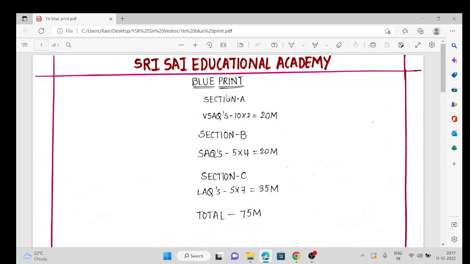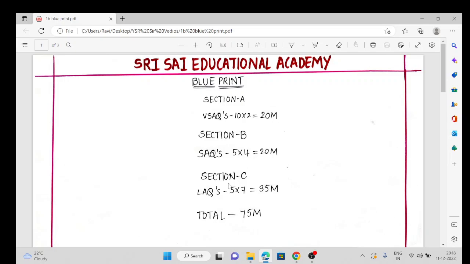First of all, if you see any intermediate maths paper, in total you have 75 marks. The paper is divided into three sections: section A, section B, section C. Section A is VSAQs, very short answer questions. There will be 10 questions, each question 2 marks, total 20 marks. Section B, SAQs, short answer questions, 5 into 4. There will be 7 questions. You have to attempt only 5 out of 7, and each question carries 4 marks, total 20 marks.